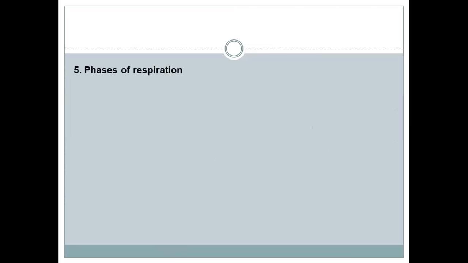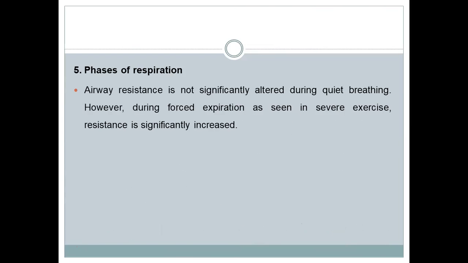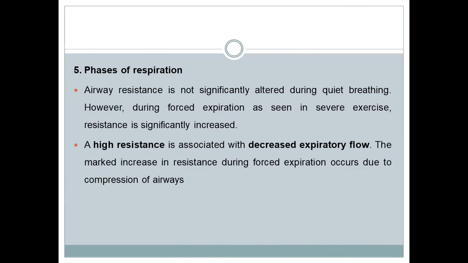The fifth is phases of respiration. So the airway resistance will be different in different phases of respiration. Actually, it is not altered during quiet breathing, but during forced expiration, as in cases of severe exercise, the resistance is significantly increased. So generally the resistance will be the same in every phase of the cycle if you are doing quiet breathing, but it will be changed during forced expiration, and that again you have to keep in mind.